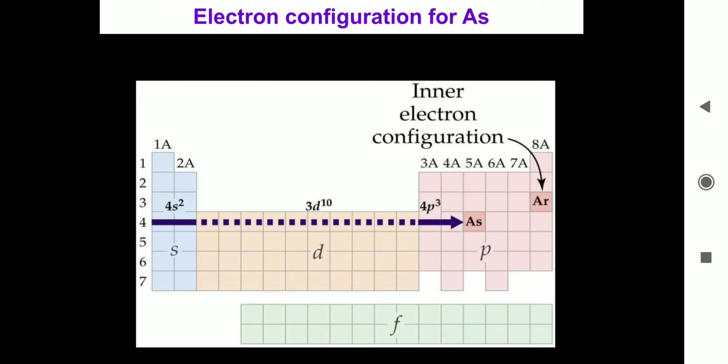For example, the electron configuration for arsenic is written like this in shorthand: argon 4s2 4p3. What is the electron configuration of argon? That is 1s2, 2s2, 2p6, 3s2, 3p6. Now the electron configuration of arsenic will be 1s2, 2s2, 2p6, 3s2, 3p6, 4s2, 3d10, 4p3.